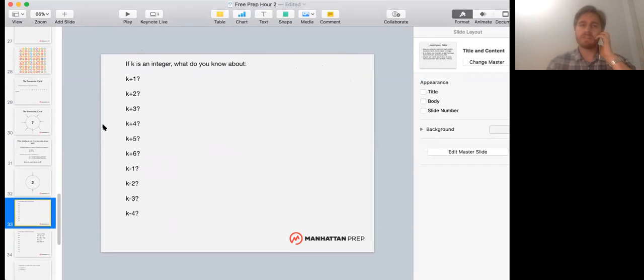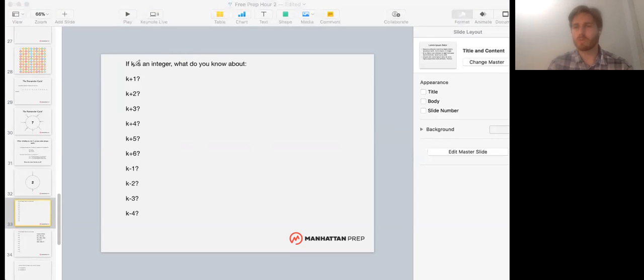So if k is an integer, let's talk about this real quick. If k is an integer, what do you know about k plus 1, k plus 2, k plus 3, k plus 4, k plus 5, k minus 1, k minus 2, k minus 3, and k minus 4? P.S. Anytime you see numbers like this in a GMAT problem, especially if it's about divisibility or multiplication, it's probably about this remainder cycle in some way. We're dealing with the remainder cycle.